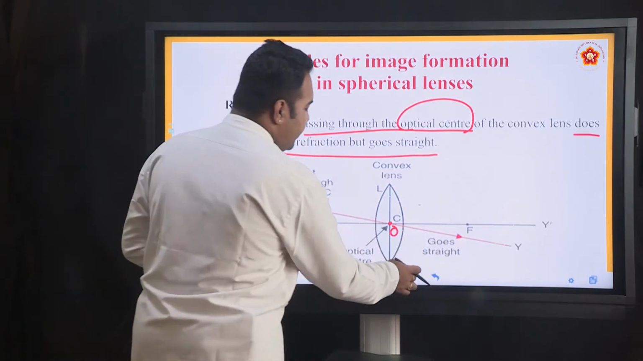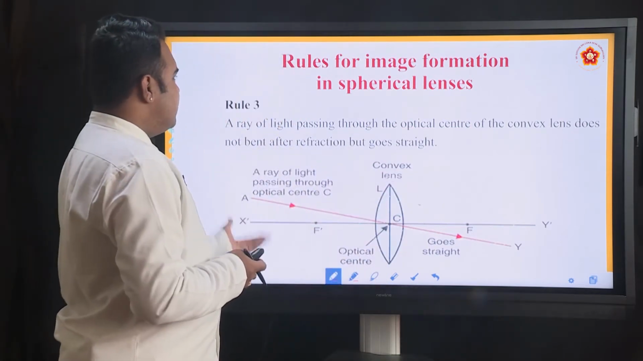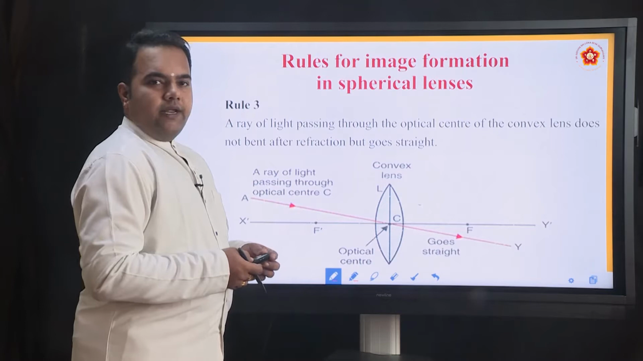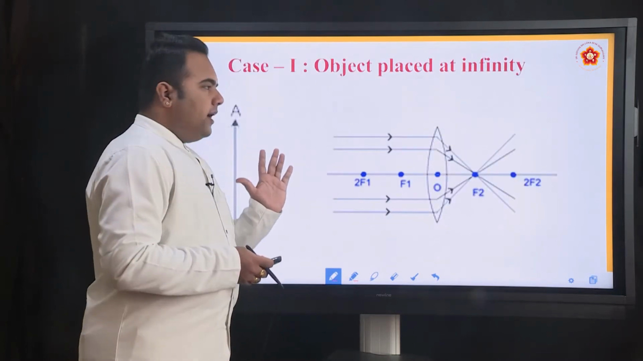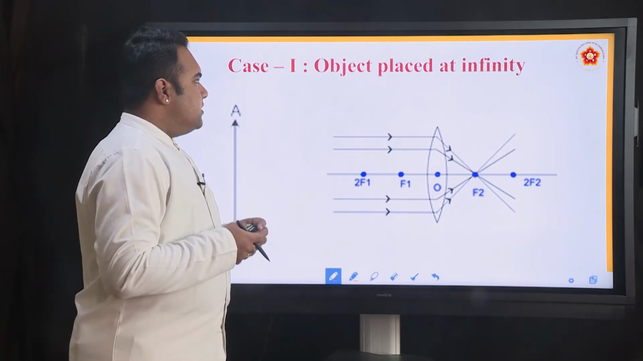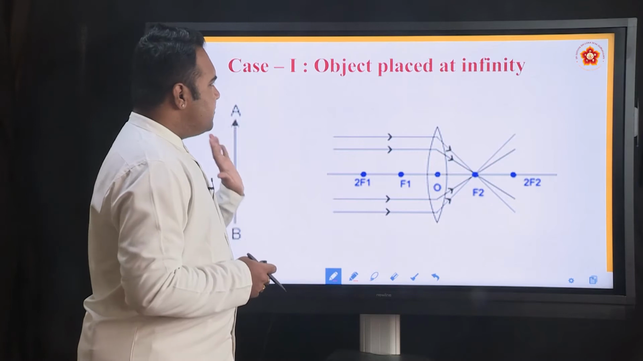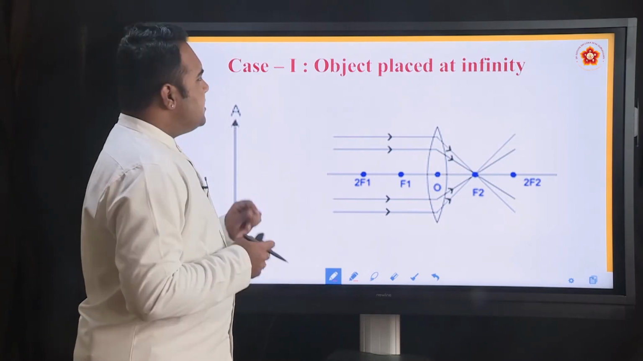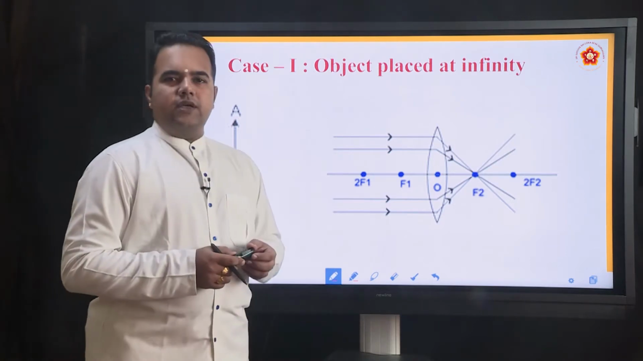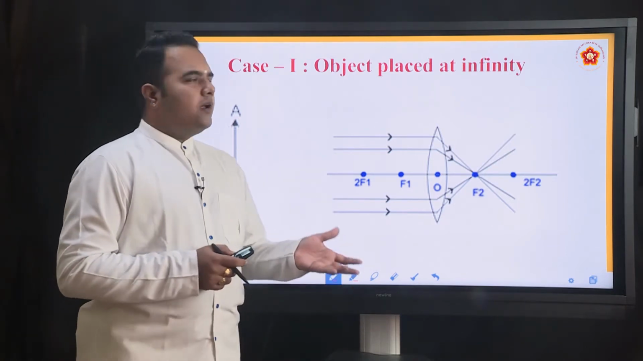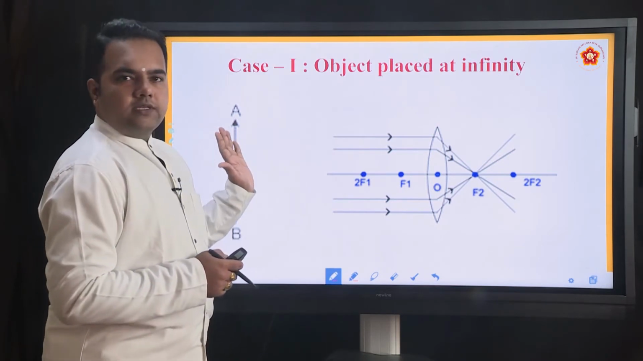So these are the three rules which we need to keep in mind before we start the image formation in convex lenses. So case 1. Now, with the background of the concave mirror, image formation in concave mirror, if you look at the image formation in convex lens, you can see the parallels or the similarities. There are 6 cases for the image formation in a concave mirror, so also there are 6 cases for the image formation in a convex lens.